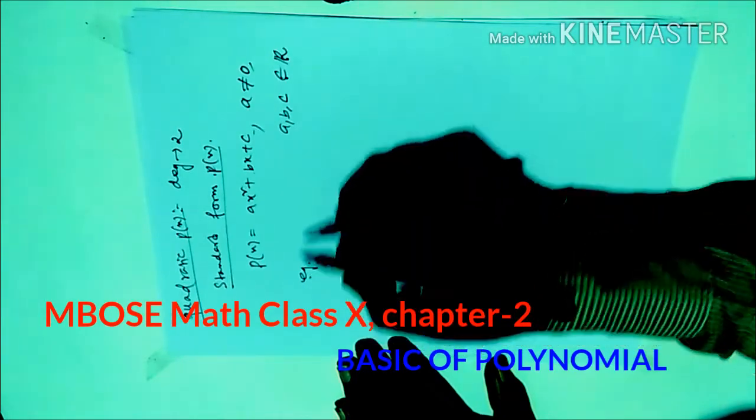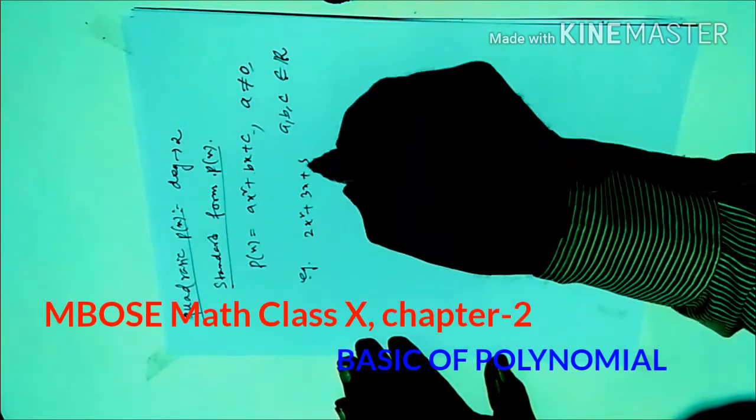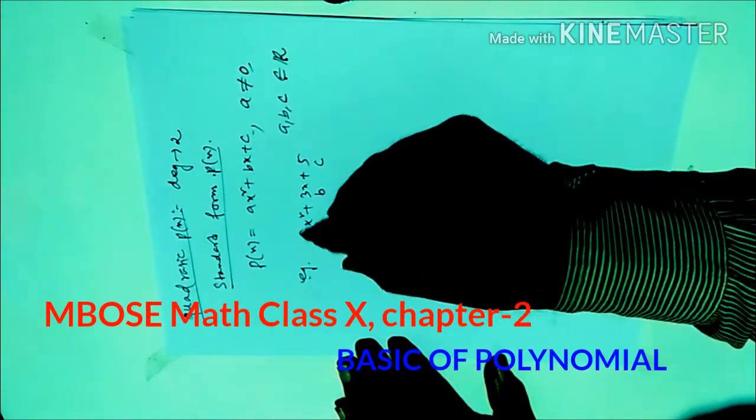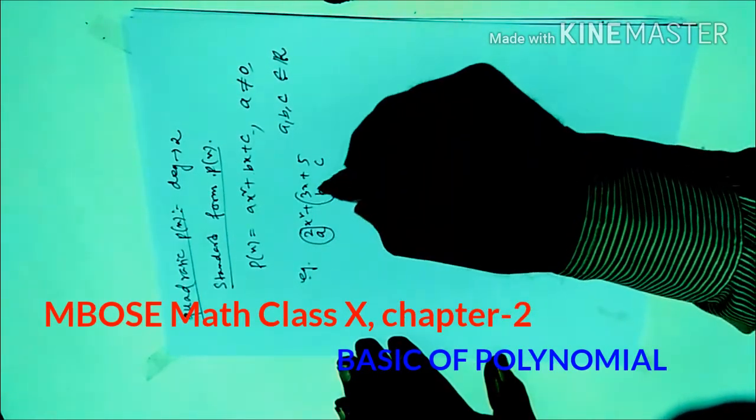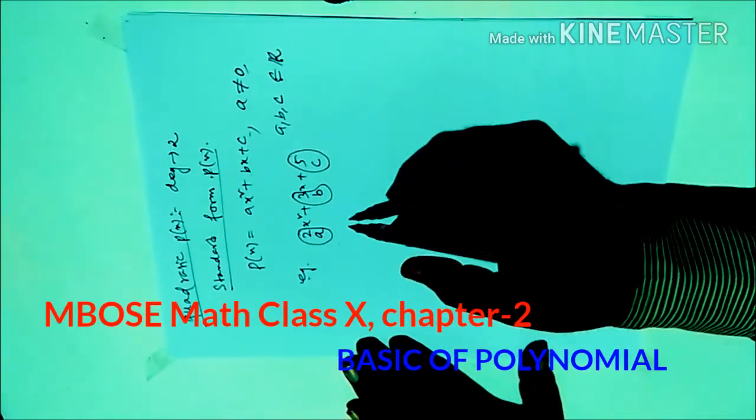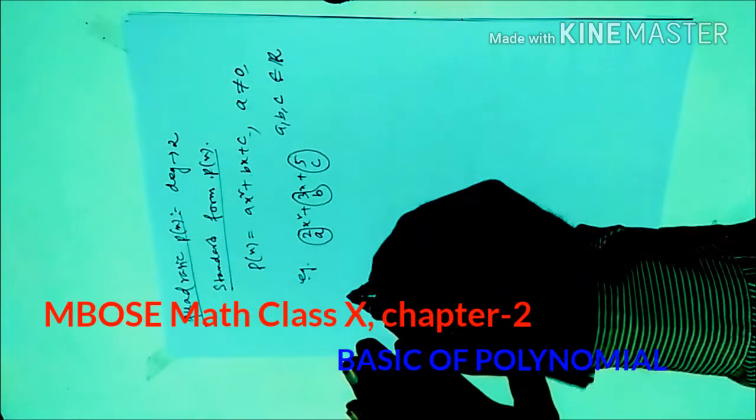So let me give you an example. Say 2x square plus 3x plus 5. So this is a, this is b, this is c. This is the a value, this is the b value, this is the c value. I hope you understand. So next we'll discuss zeros of a quadratic polynomial.